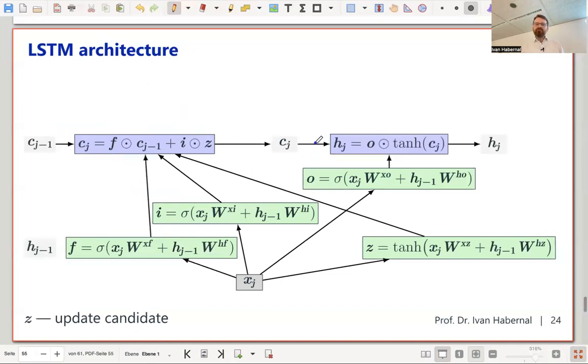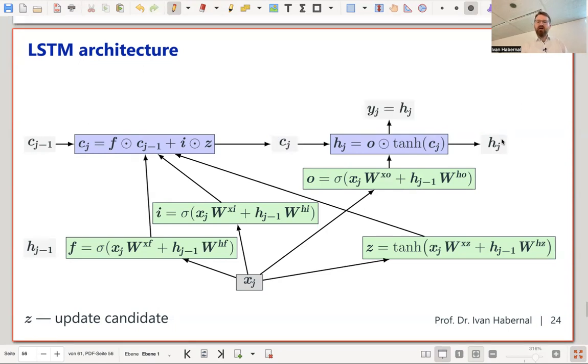Now we create a new hidden state by taking the memory cell and running tanh on that. So again, minus one or plus one, and take the output state. So it's this gating mechanism applied to the tanh of the memory cell. So we end up here with this hidden state.